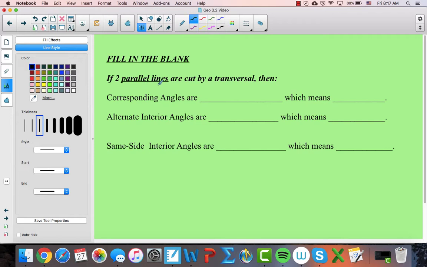If two parallel lines are cut by a transversal, then corresponding angles are congruent, which means equals. Alternate interior angles are congruent, which means equals. And same side interior angles are supplementary, which means they add to 180 degrees. All right, so let's look at some examples of this.